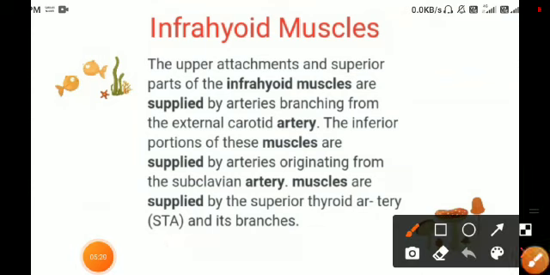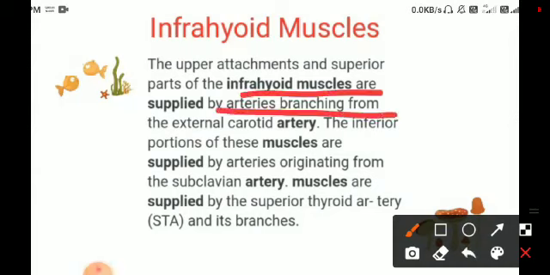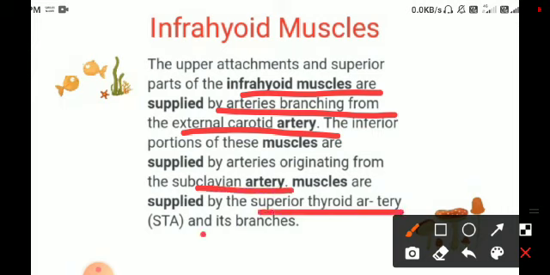In addition, what about the blood supply of the muscles? The upper attachment and superior part of the infrahyoid muscles are supplied by arteries branching from the external carotid artery, and the inferior portion of these muscles is supplied by arteries originating from the subclavian artery, and also by the superior thyroid artery and its branches.